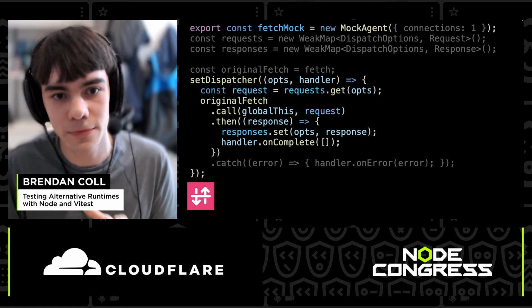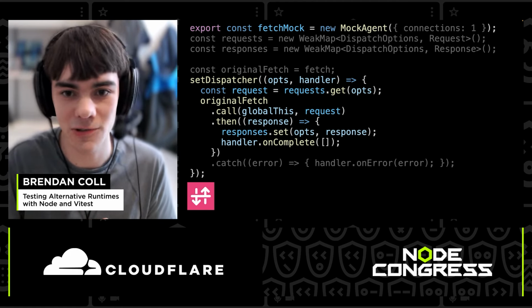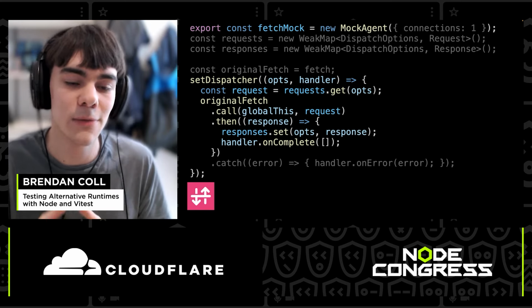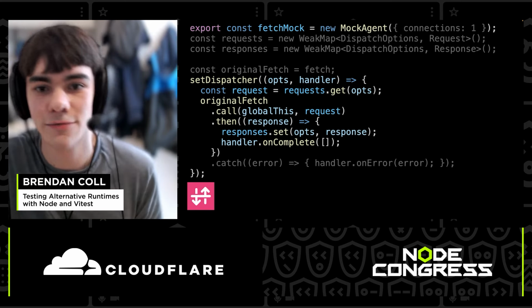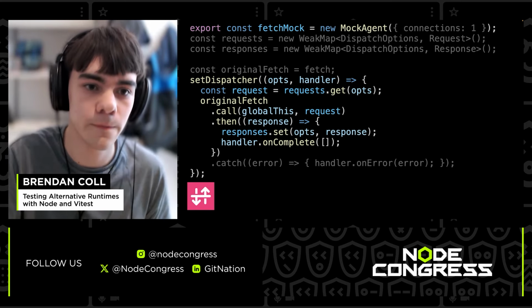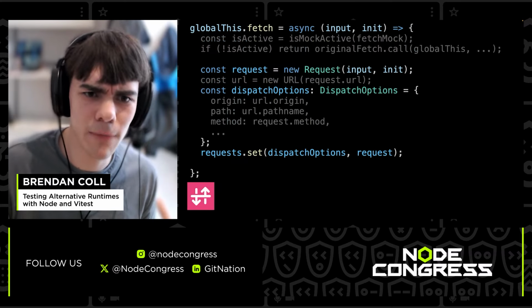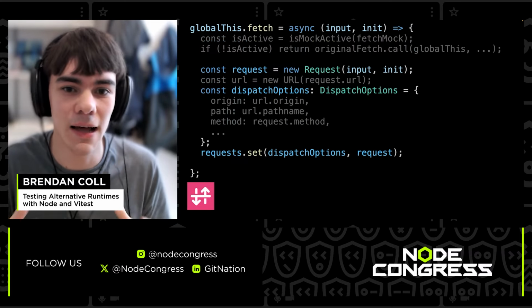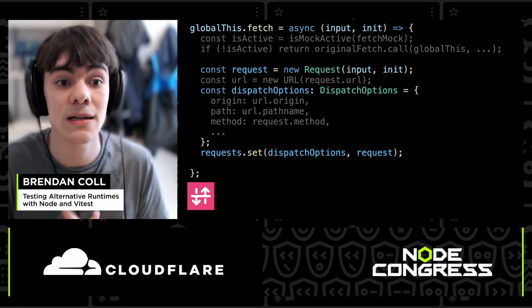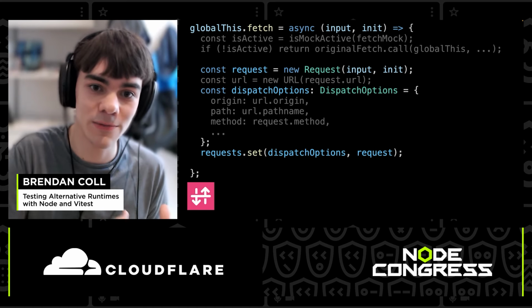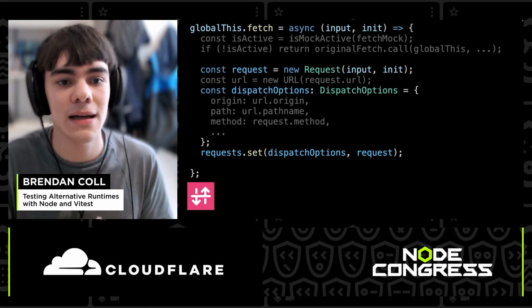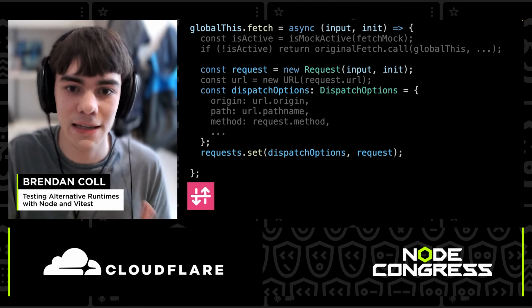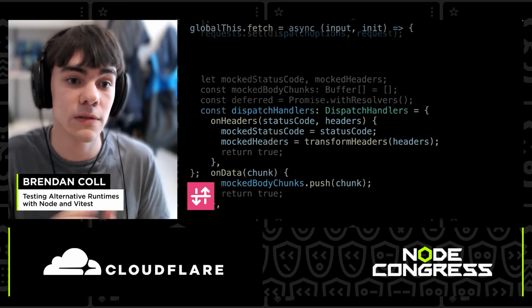We use a weak map to store the original request for the original fetch function if the request isn't mocked. Similarly, we use another weak map to store the response from the original fetch function that we can return later. Then we monkey patch the global fetch function. We check whether the agent is actually enabled and pass through to the original fetch function if it isn't. Then we convert the standard request object into an Undici-friendly format and store the original request in the weak map keyed on the Undici dispatch options.